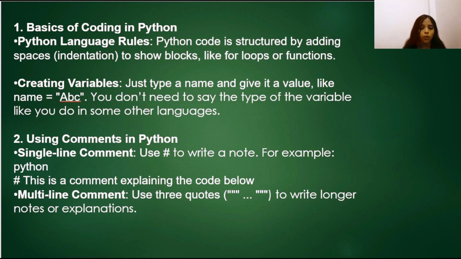Now, how to write a comment in Python? For a single line comment, we use the hash symbol to write a note. For example, here we use a hash symbol followed by the comment. For a multi-line comment, we use three quotes. Inside these quotes, we write the multi-line comment.